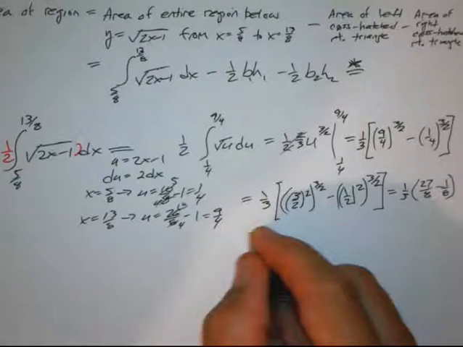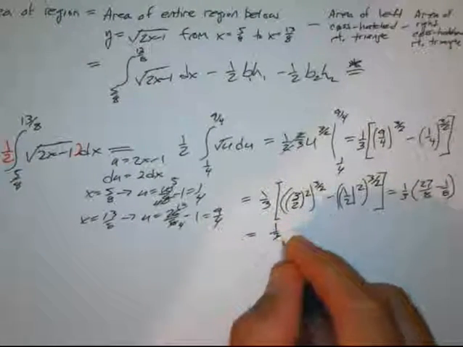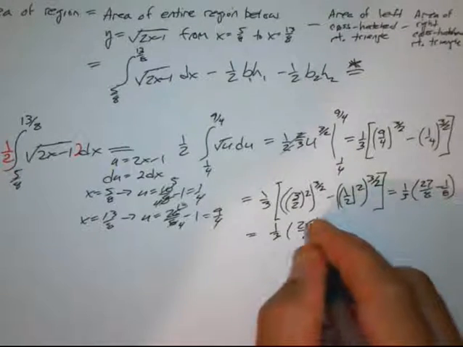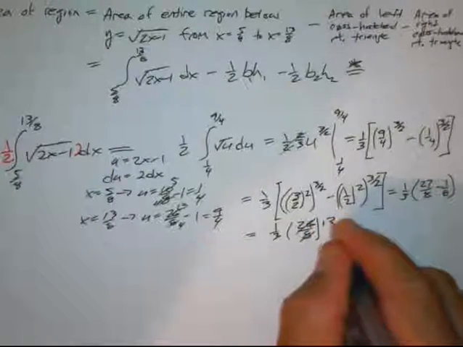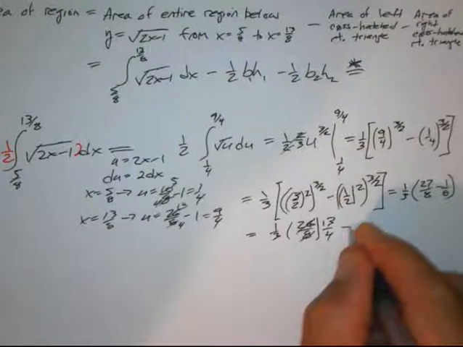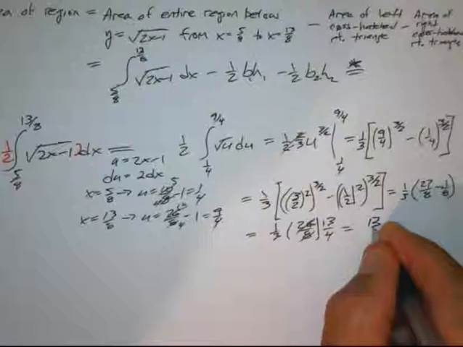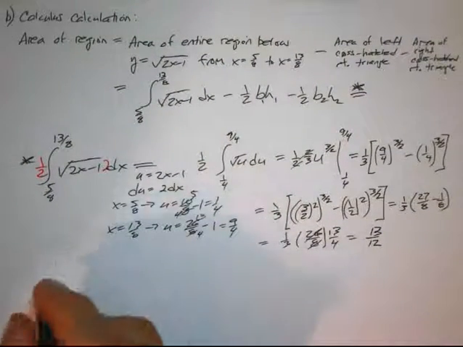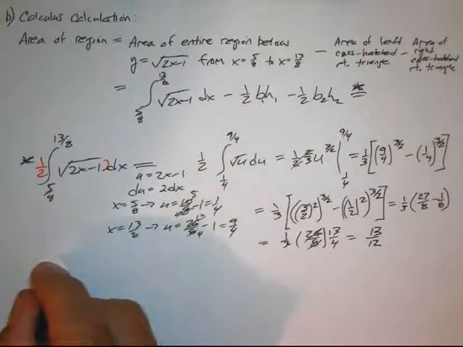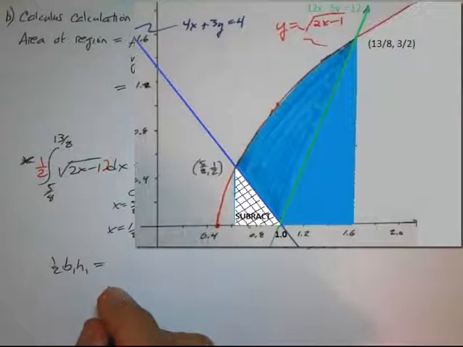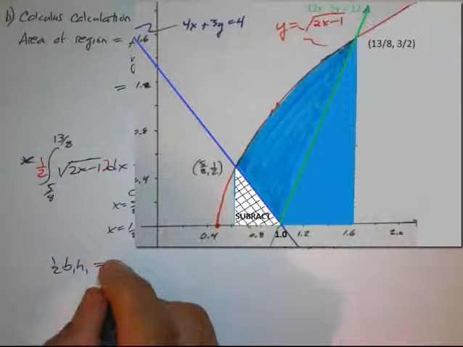Okay, so this turns into 1/3 times 26 over 8. Cancel, cancel. 13 over 4 times a third. Looks like that's 13/12. Okay, there. Let's also talk about our 1/2 base 1 h1. Now remember, this is no graphic approximation. These are exact, everything here is exact numbers.